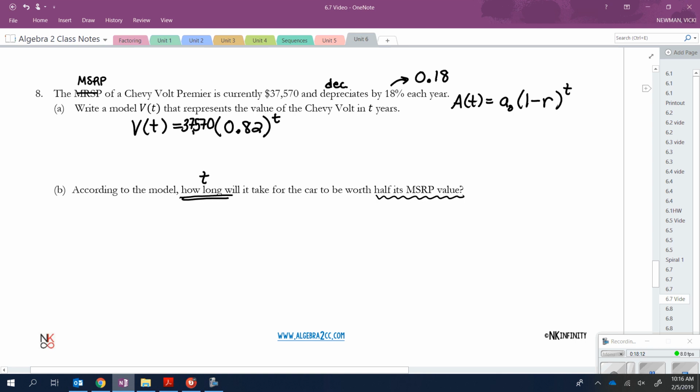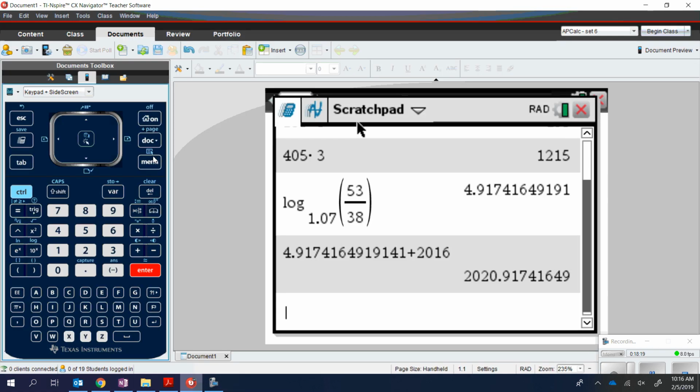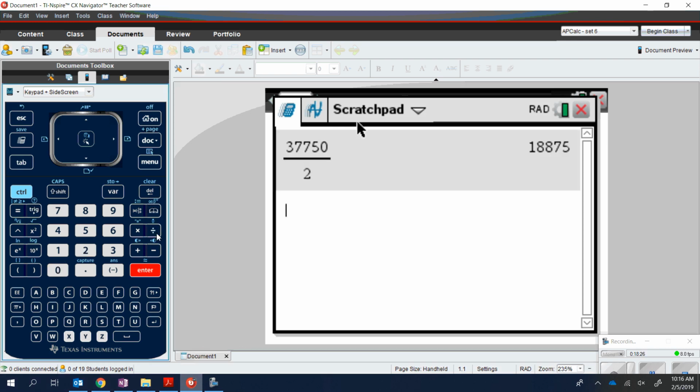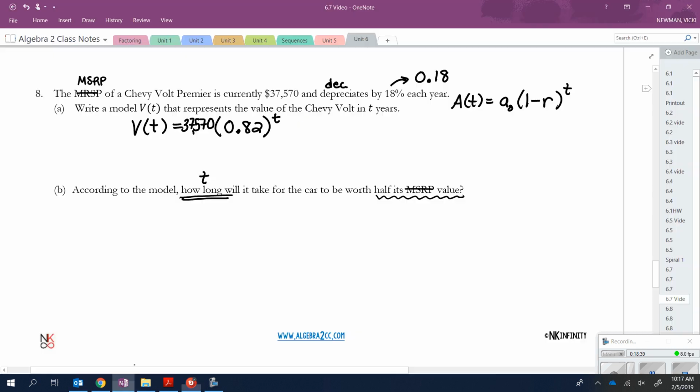Will it take for the car to be worth half of the value? What do I need to figure out first? Yeah, let's find that out. 37,570 divided by 2. 18,785. So 18,785 is equal to our model.